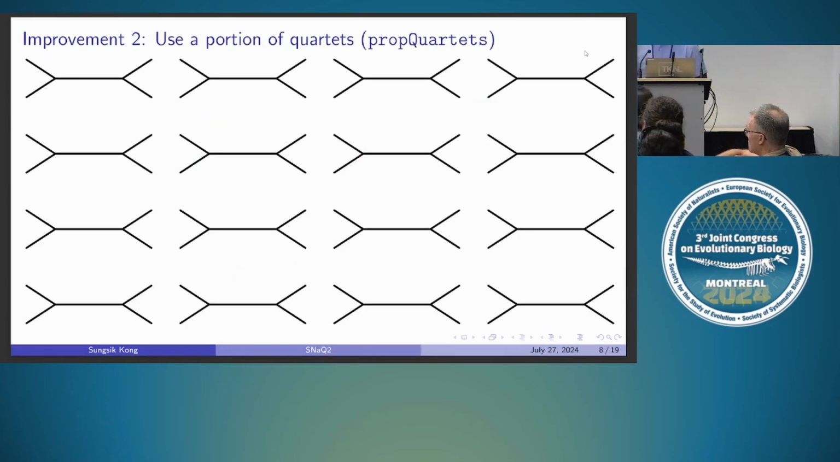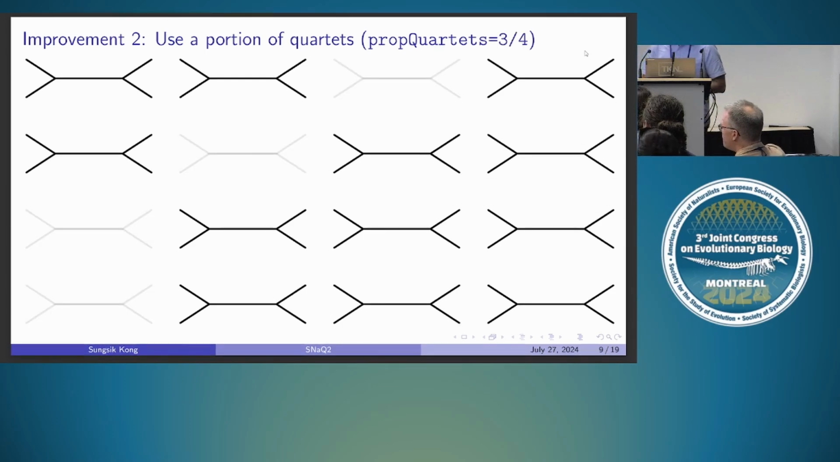The second strategy to improve the speed of the composite likelihood calculation is subsetting, using a portion of quartets. So let's say these are all of the quartets that we extracted from the bigger networks. And the idea is let's use only a portion of that. What happens if you use a portion of that? We're going to call that prop quartets, and this can be set in the next version of SNAC. If we set prop quartets as 0.75, we're going to use only 75% of the extracted quartets.